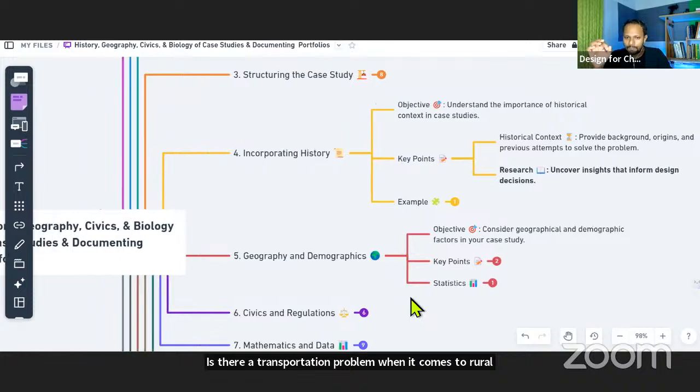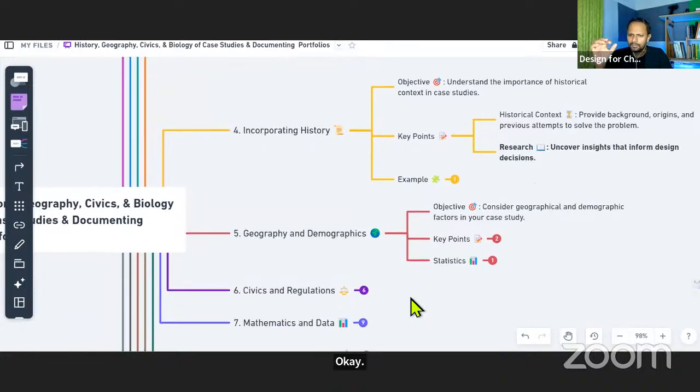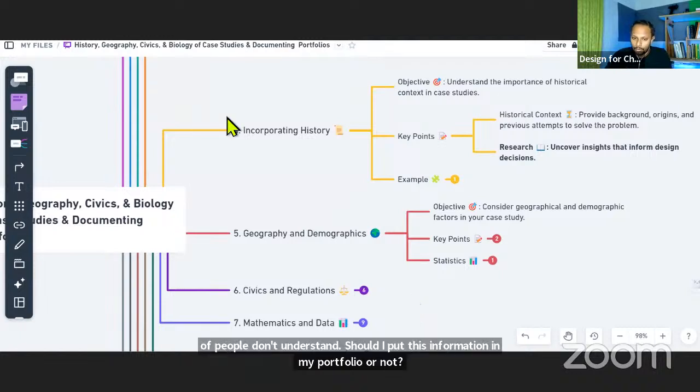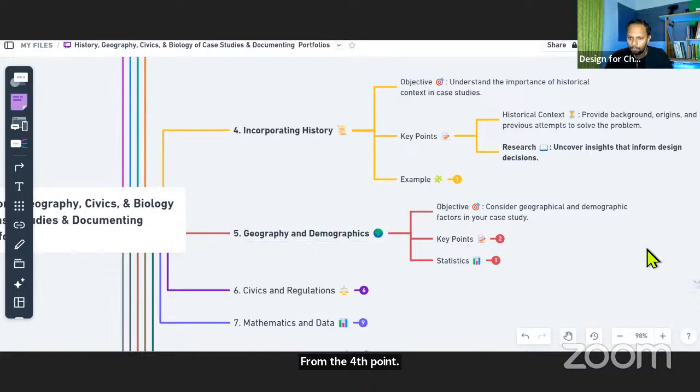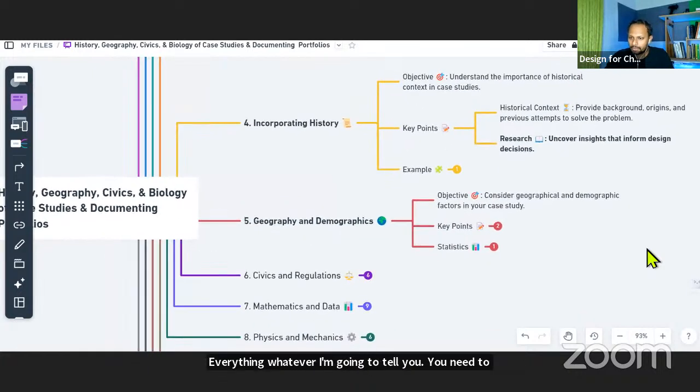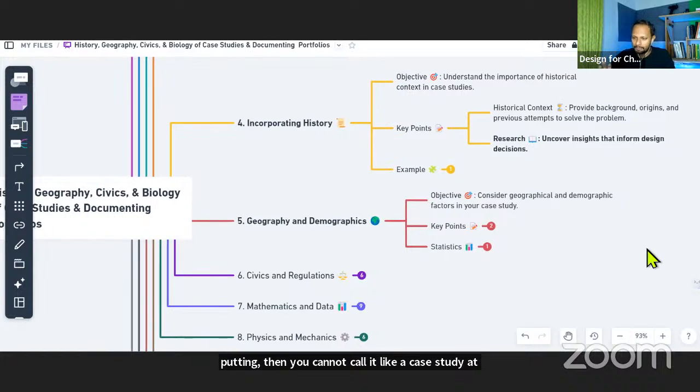A lot of people don't understand. Jagdish, should I put this information in my portfolio or not? You need to put this information, guys. From the fourth point, everything I'm going to tell you, you need to put in your portfolio as case study detail. If you're not putting it, then you cannot call it a case study at all. You can call it your self project. You put it on your own home wall, enjoy. Nobody's going to see that. Even if people see it, there is no attraction in that.